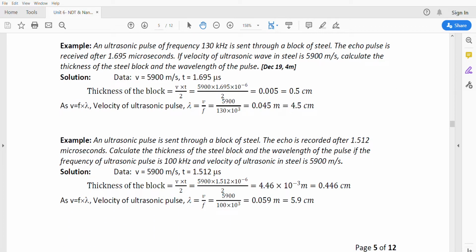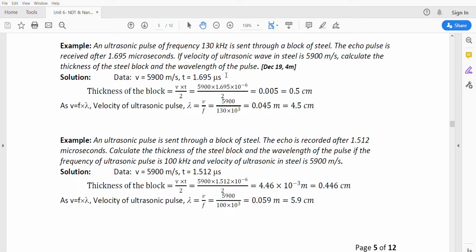An ultrasonic pulse of frequency 130 kHz is sent through a block of steel. The echo pulse is received after 1.695 microseconds. If the velocity of the ultrasonic wave in the steel is 5900 meters per second, calculate the thickness of the steel block and the wavelength of the pulse. So we need to calculate the thickness of the steel block and also the wavelength of the pulse.